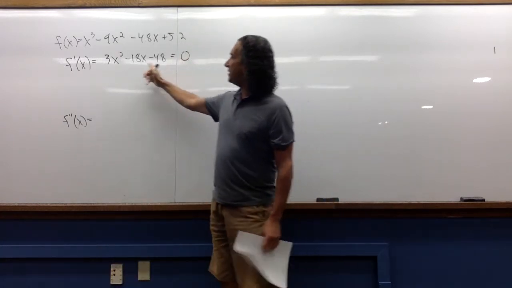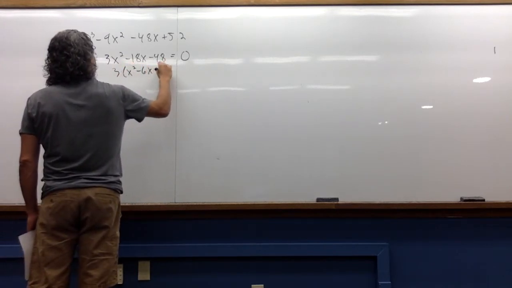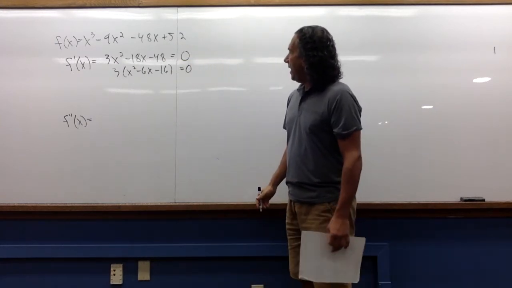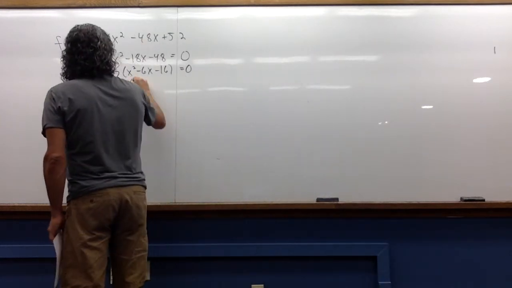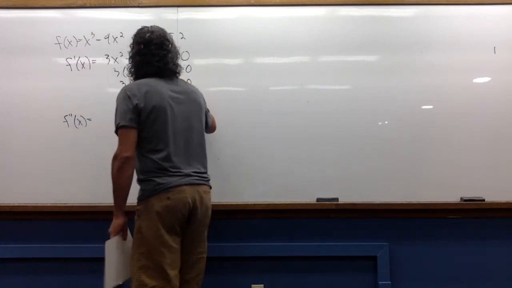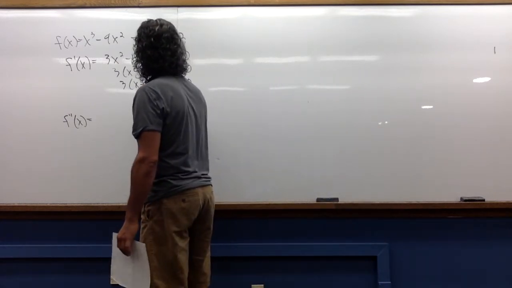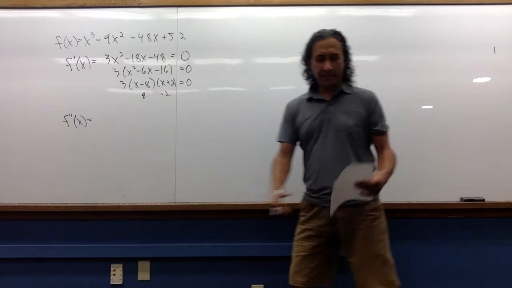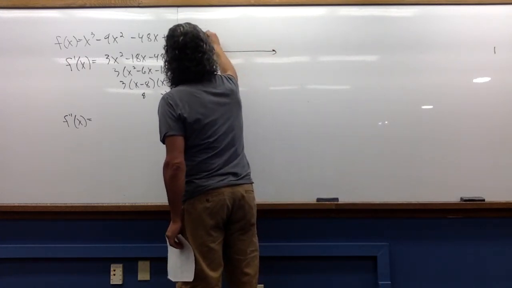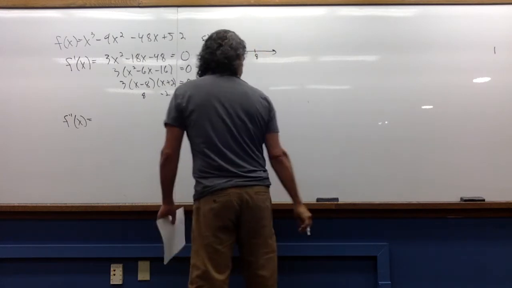This is a little tricky to factor as is, so let me pull a 3 out. And pulling the 3 out, it looks like I have 3 times x minus 8 times x plus 2 equals 0. So it looks like x equals 8 and minus 2 are going to be the 2 points on my sign chart. So let me develop the sign chart over here. So we have negative 2, we have 8.